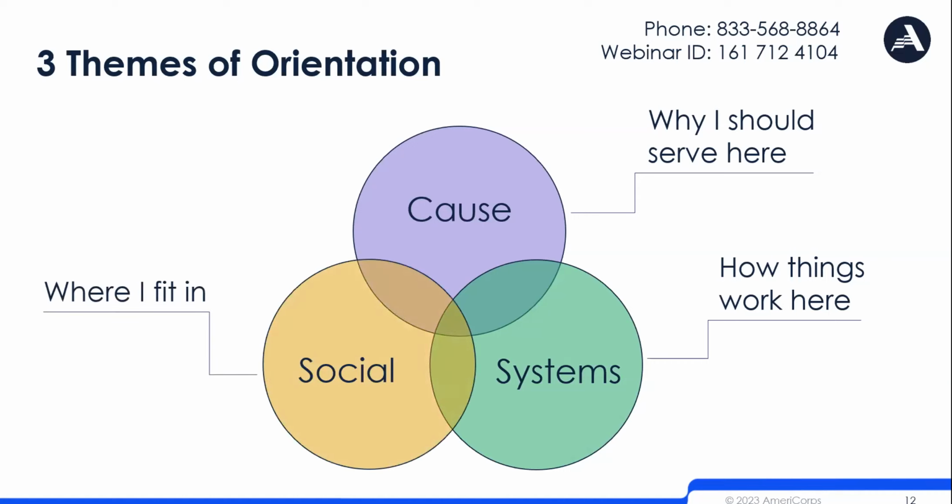And finally, social orientation introduces the member to the people and the community that they're being asked to join. Social aspects of an organization refer to its culture and the relationships between the people there. This theme answers the question for the member, where do I fit in with everyone else?